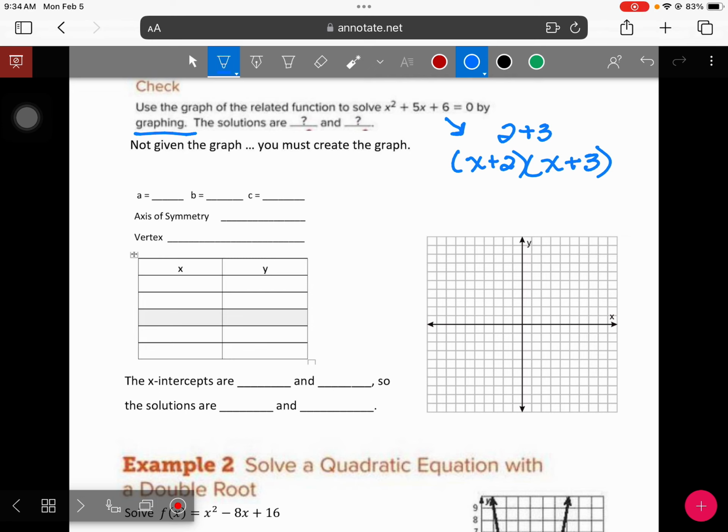No, wait. x minus 2. It would be minus. X minus 2 and x minus 3. No? X squared negative, it's plus. Sorry.